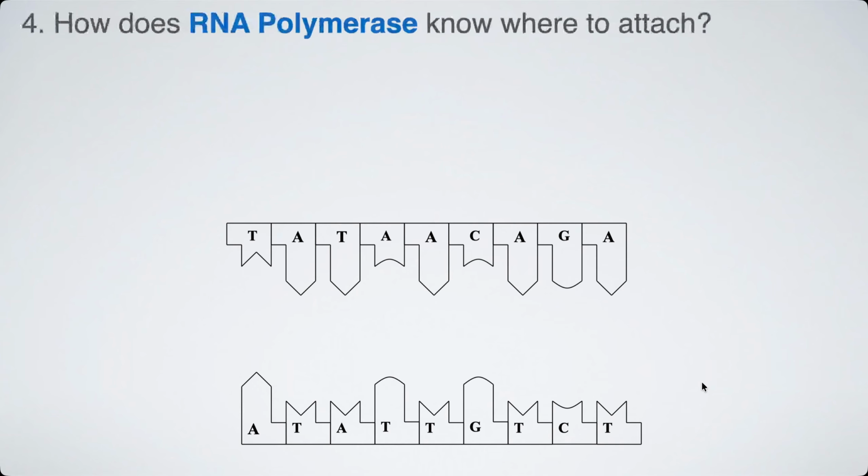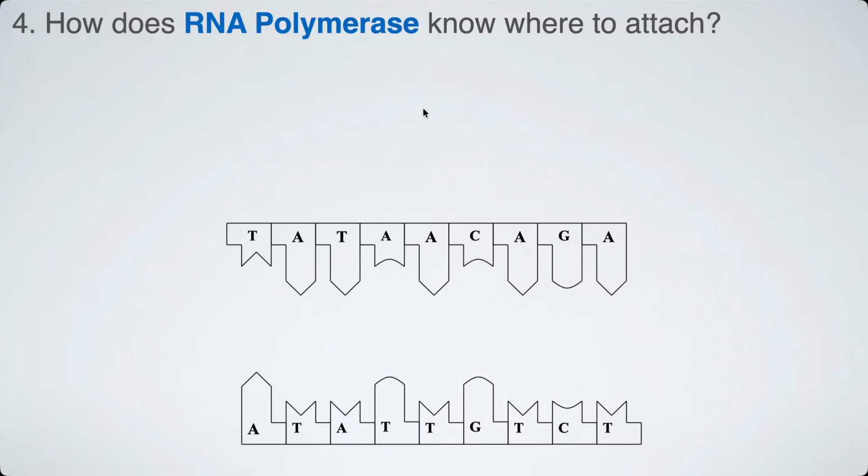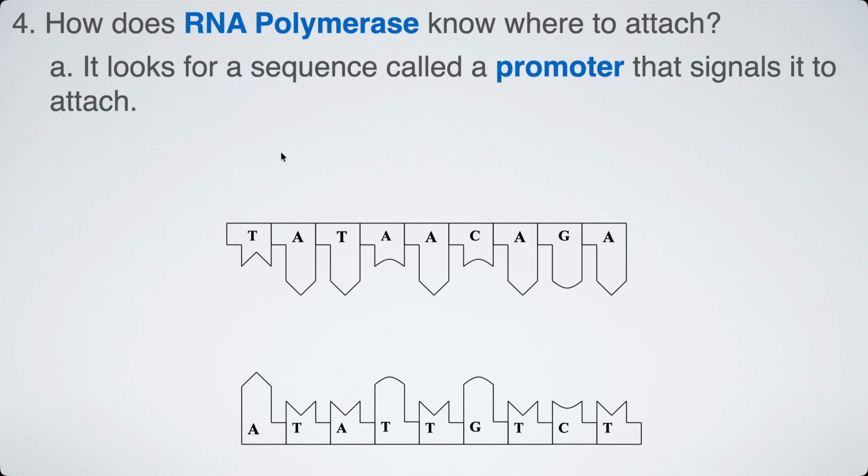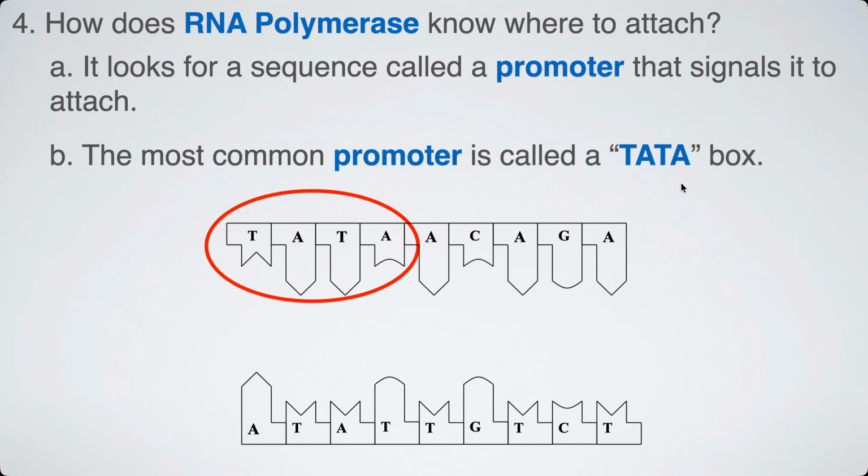So next up, how does the RNA polymerase know to attach, right? How does it know where to go? Well, it is on the lookout for a sequence in the DNA, and that is called a promoter. It signals the RNA polymerase, here, please attach here. This is an example of a promoter. It's one of the most common. It's called a TATA box. It's just TATA. And so RNA polymerase knows, okay, when I see TATA, I attach here.